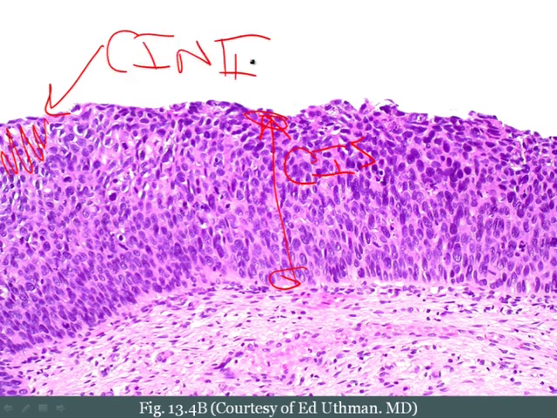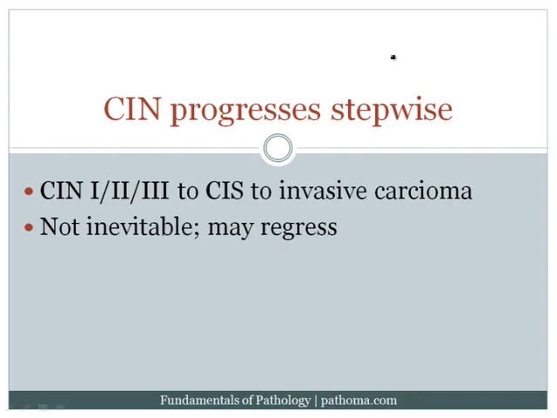All right, just to highlight this notion. But the point is, when you look at an area like this, you've got these large blue cells from top to bottom. You're really going to call this carcinoma in situ. So that's what I want to highlight from this image present in your text. Now again, you know that CIN progresses stepwise, so that you go from 1 to 2, then 2 to 3, 3 to CIS, and eventually to invasive carcinoma. But it's not inevitable. As I told you, it may regress.